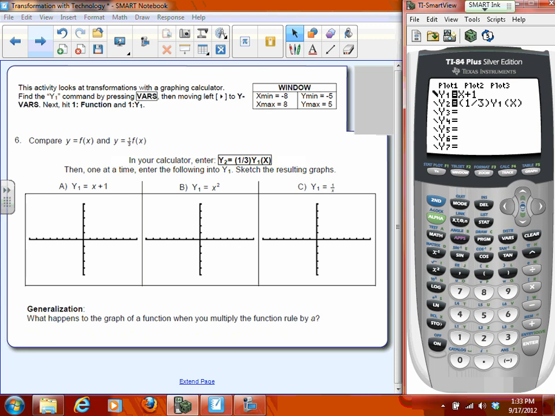By the way, guys, all of these transformations that we're discussing, eventually you're going to need to get all of these memorized. As a matter of fact, the next test that we have, all of these transformations will be on that test, and I do expect you to have them all memorized by then.